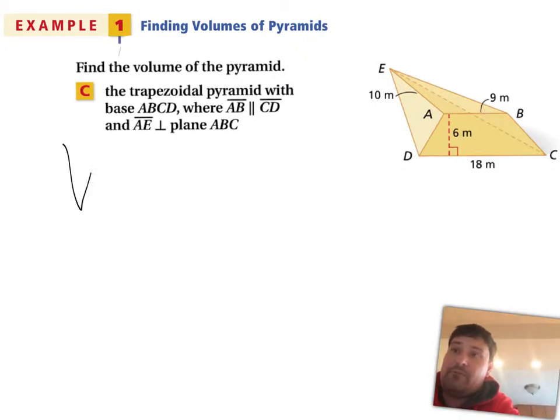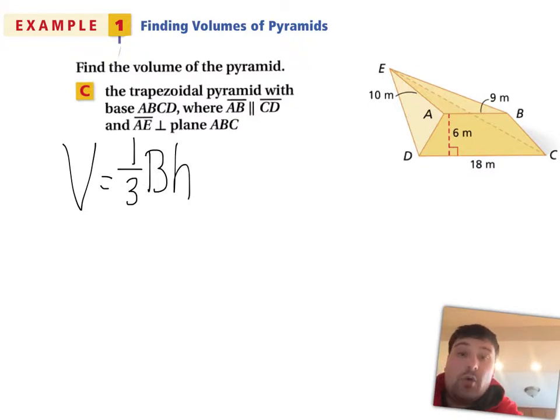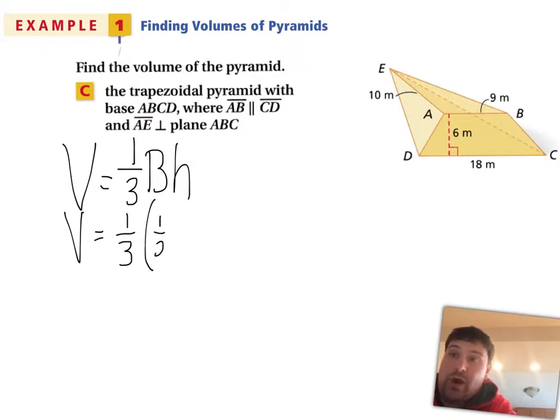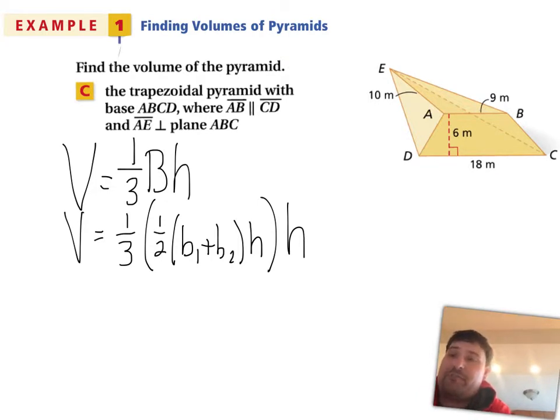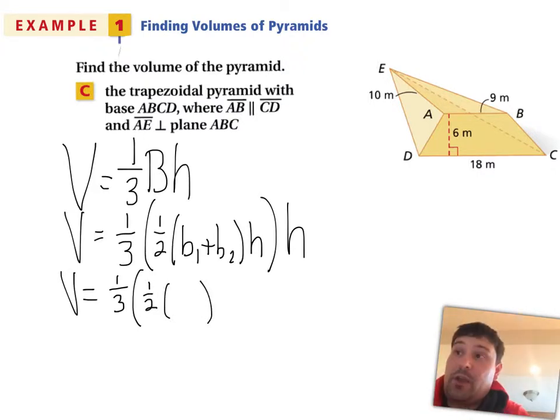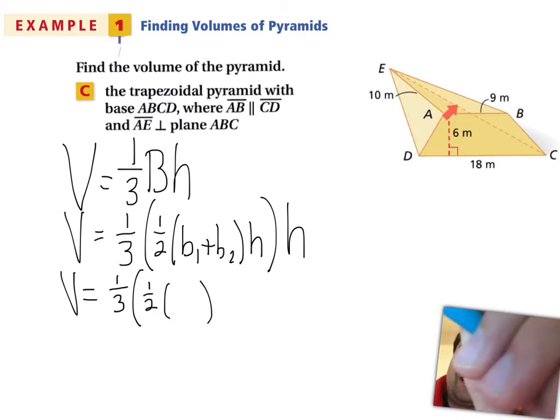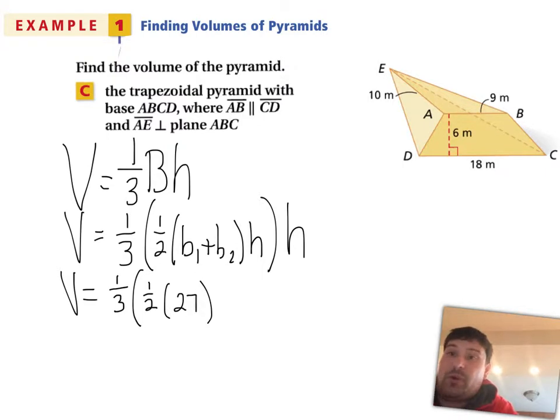So we know the volume of a pyramid is 1/3 the base area times the height. Well, the base area is a trapezoid, so we have to plug in the formula of a trapezoid, which is 1/2 the sum of the bases multiplied by the height, and then times the height of the whole figure. So volume equals 1/3 multiplied by 1/2 the sum of the bases. The bases, as you can see up here, are the parallel sides, which are 18 and 9. If we add those together, that gives me 27. Now the height of the base is 6, but then we need the height of the figure.